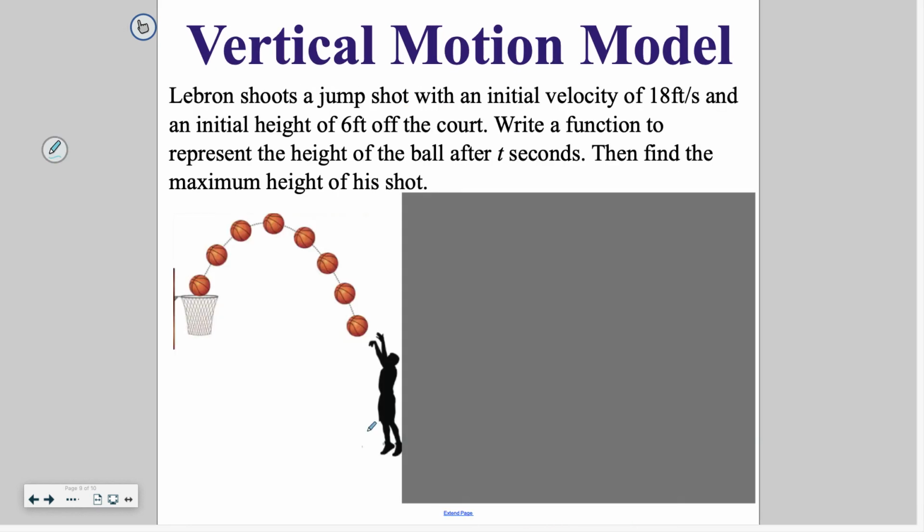For this final example, we're going to say LeBron shoots a jump shot with an initial velocity of 18 feet per second and an initial height of 6 feet off the court. So the ball is 6 feet off the court when he shoots. Write a function to represent the height of the ball after t seconds, and then find the maximum height of his shot. Go ahead and try this one on your own.